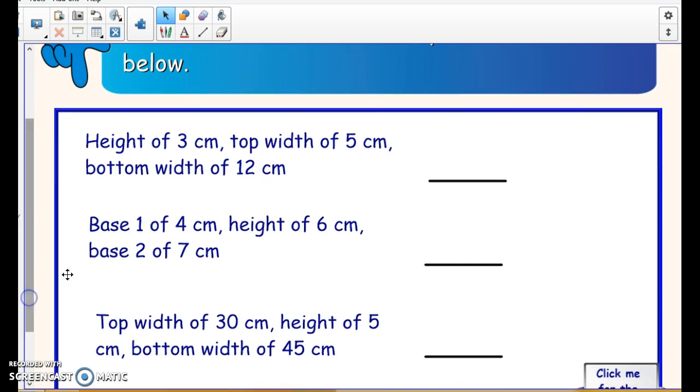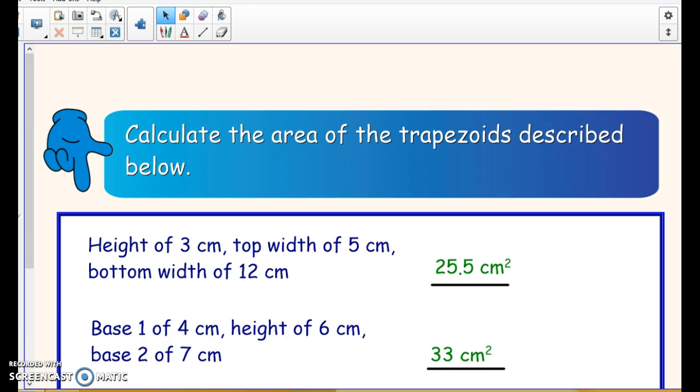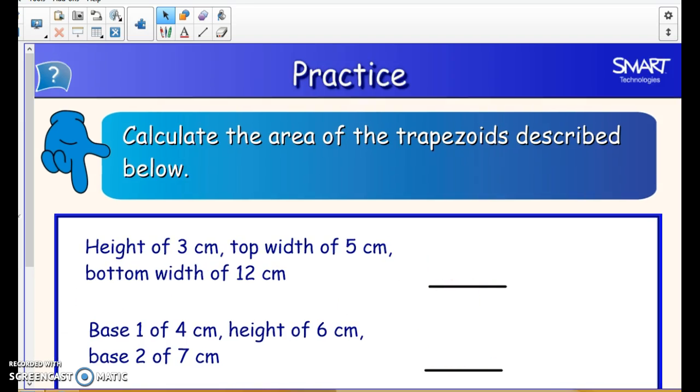Same thing for the second one. Base of 4, height of 6, and a base 2 of 7. So this one tried to trick you by giving your bases in different order. That doesn't matter. My 2 bases, I add them together, I get 11 times my height of 6, which is 66. 66 divided by 2 gives me 33 centimeters squared.